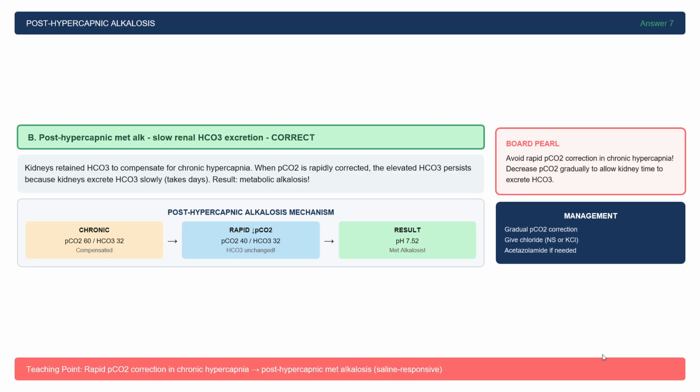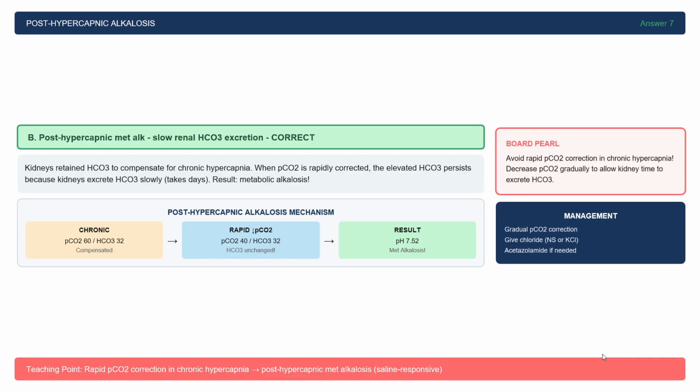If you walk through the numbers, it makes sense. In the chronic state, the patient might have a PCO2 of 60 with a bicarbonate of 32, which represents appropriate long term compensation. Then ventilation rapidly lowers the PCO2 back to around 40, but the bicarbonate is still sitting at 32. That imbalance drives the pH up, leading to alkalemia.